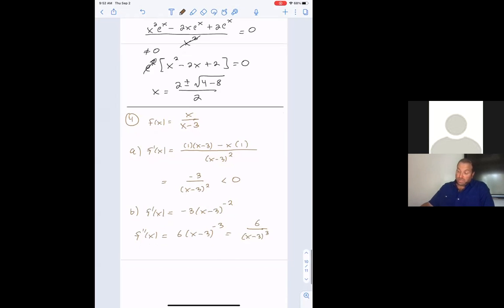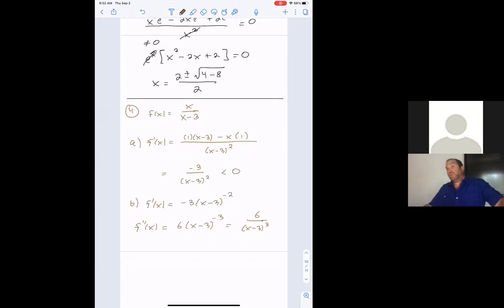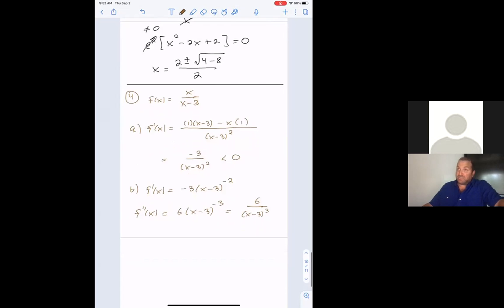Now, x minus 3 cubed could be positive or negative. In fact, if x is greater than 3, then f double prime of x would be positive. But if x is less than 3, then f double prime of x is negative. And it seems like it would change sign at 3. But it doesn't, because the function doesn't exist at x equals 3. There's a gap, there's a vertical asymptote.